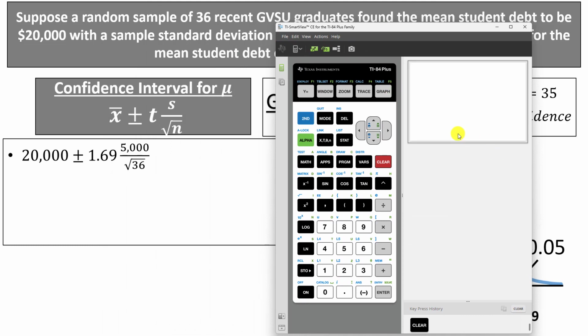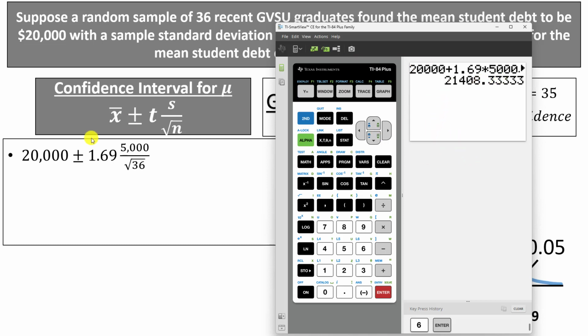I like to plug this in all at once to try to avoid any unnecessary rounding. So we can take 20,000, and then I'll do the plus first, plus 1.69. Now I'll just note I could have taken more decimals on the t-score, but generally I round this to 2 decimal places. But if you wanted to take more decimal places, that would be fine. Multiplied by 5,000, divided by the square root of our sample size of 36. Press enter and we will get the upper bound, which is 21,408.3 repeating.